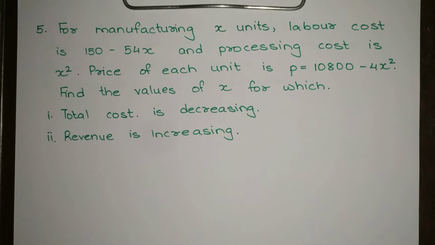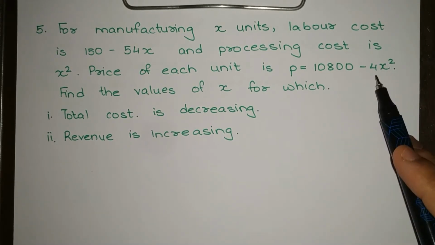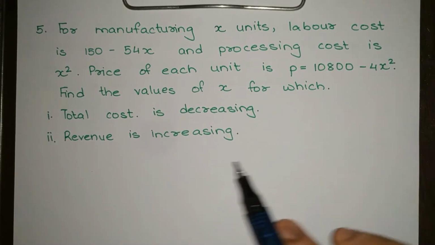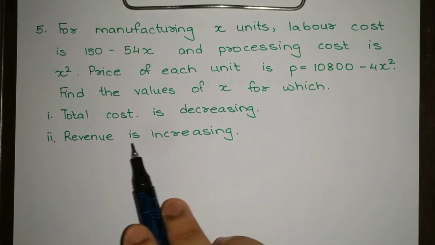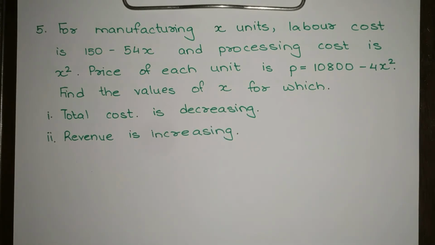x square. तो ये labor cost है, ये processing cost है. Price of each unit is given as this. तो ये हर unit का price है. Find the values for x for which total cost is decreasing and revenue is increasing. तो total cost क्या होगा? It has to be labor cost plus processing cost.